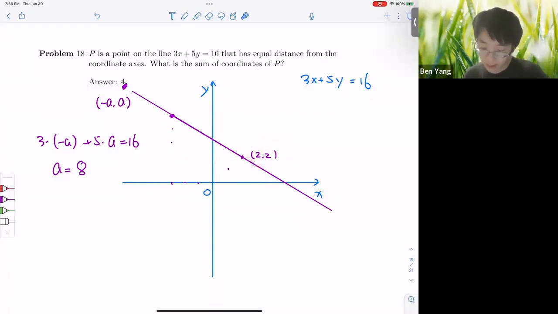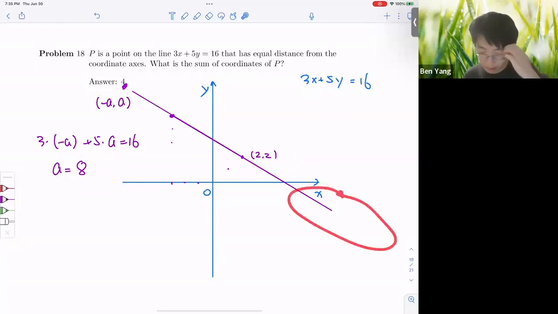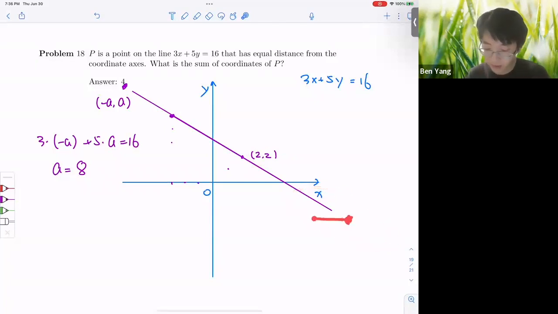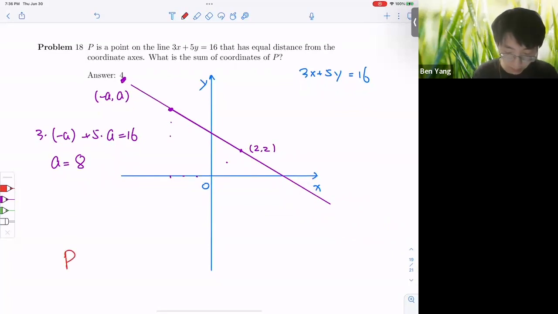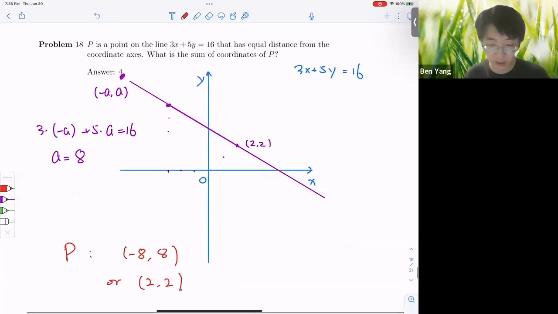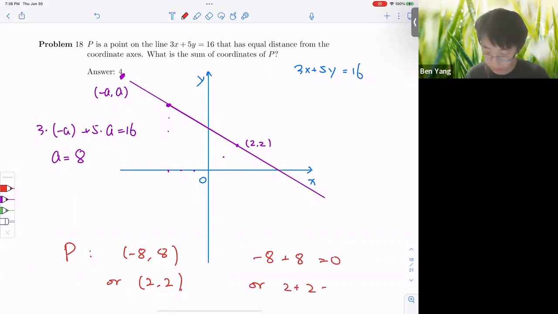Very lucky. And then when the point's over here, I don't think it's possible. It seems that the x coordinate here, or the distance to the y-axis, is always larger than the distance to the x-axis. So not possible over here. So I guess we actually have two different answers. So this P can be (-8, 8) or (2, 2). If you look at the sum of the coordinates, that's -8 + 8, so that's 0, or 2 + 2, that's equal to 4. So two answers here, 0 or 4.